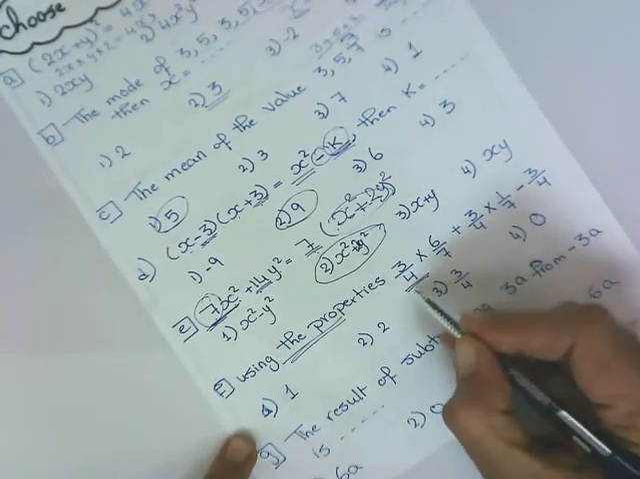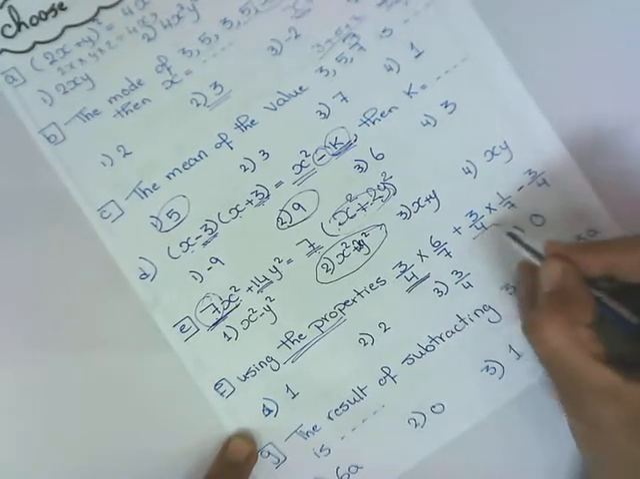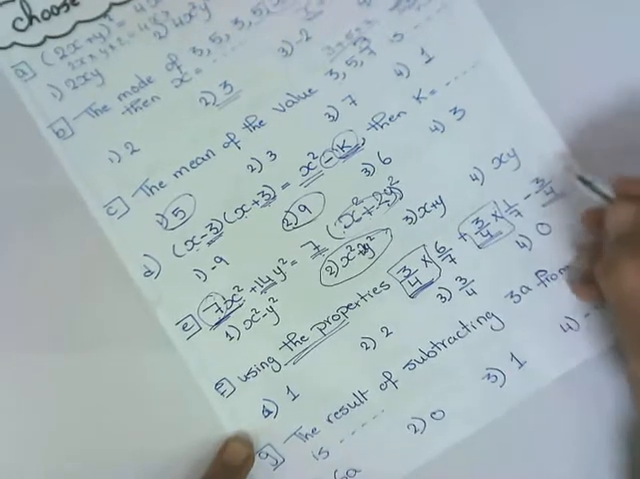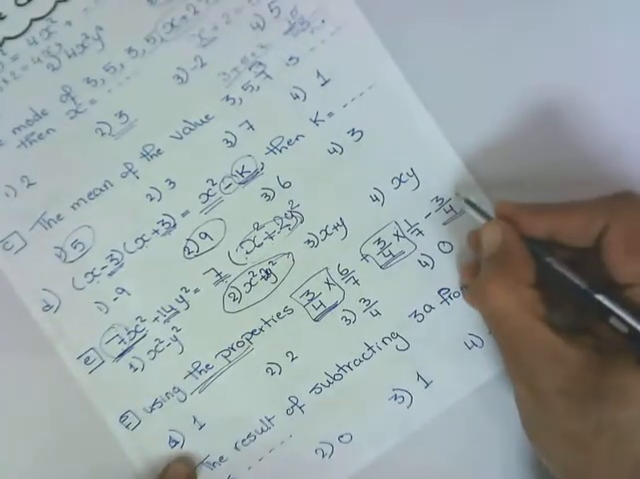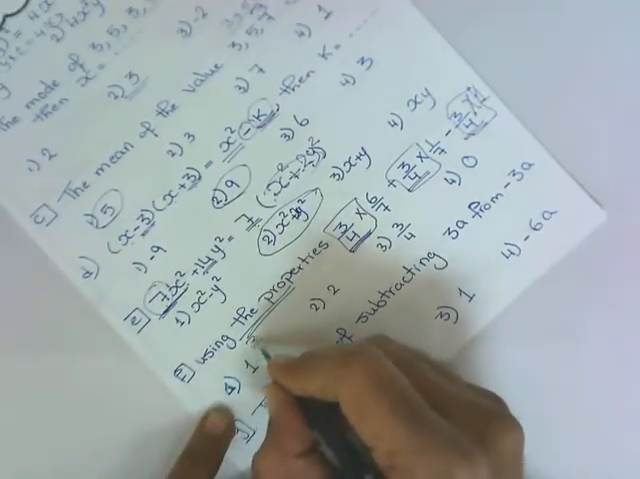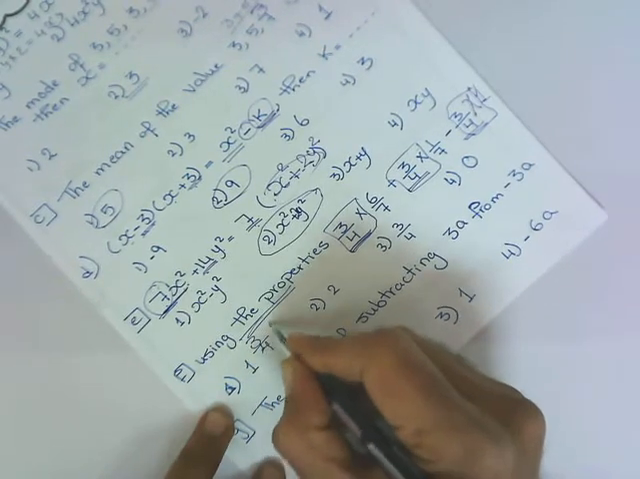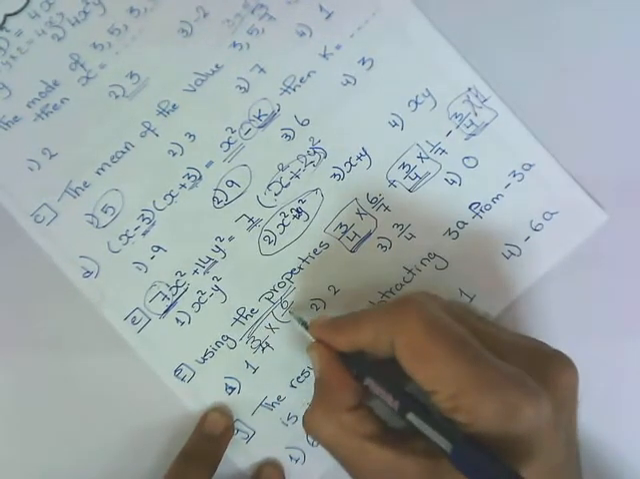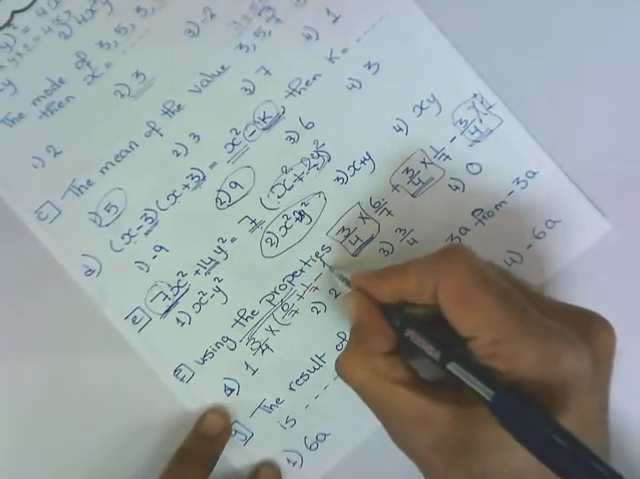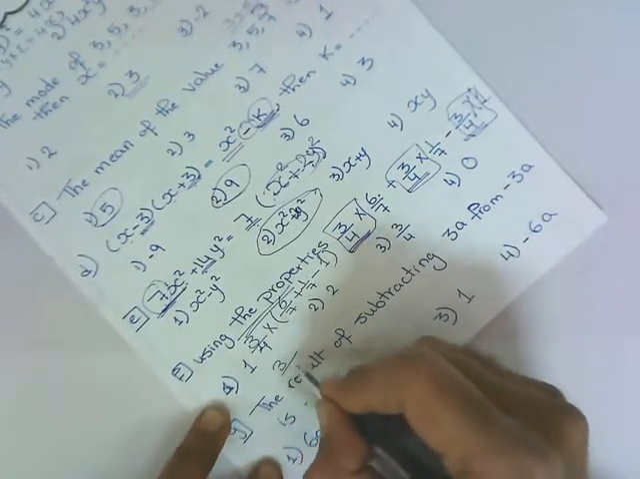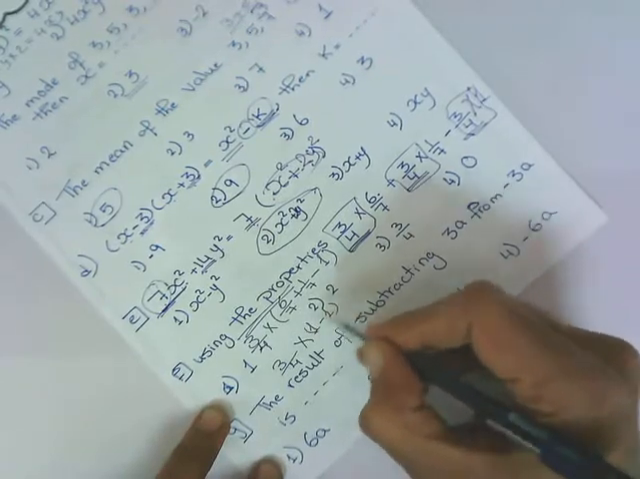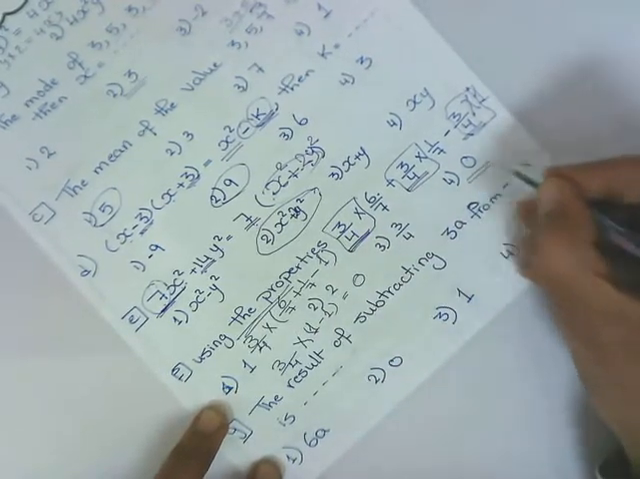Which number is repeated? 3 over 4. Take 3 over 4. We must put times 1 to take 3 over 4. So it will be 3 over 4 times bracket 6 over 7 plus 1 over 7 minus 1, equals 3 over 4 times 1 minus 1, which equals 0. So the answer will be 0.